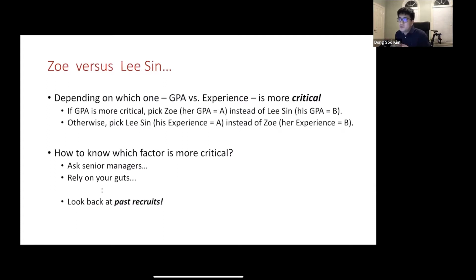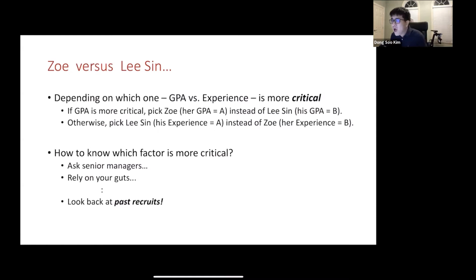If GPA is more critical, you are going to pick Ms. Joy because her GPA is better than Mr. Li Xin's. But if experience is more critical, your choice will be Mr. Li Xin instead of Ms. Joy due to his better experience record.